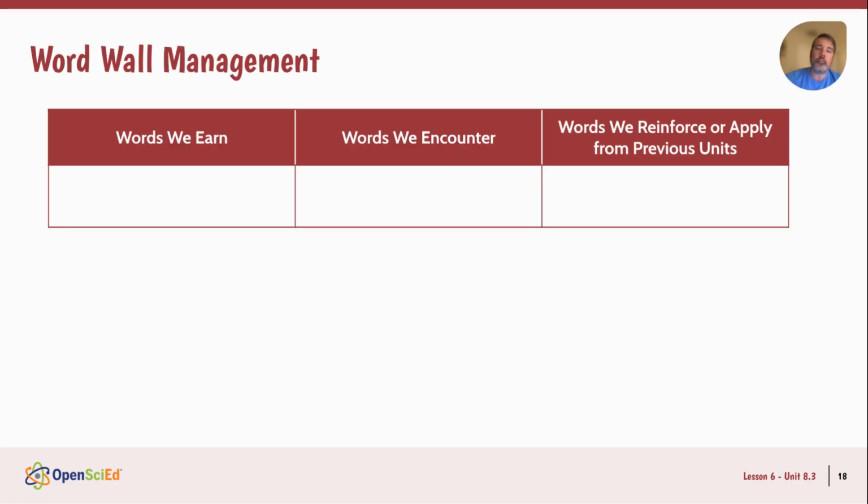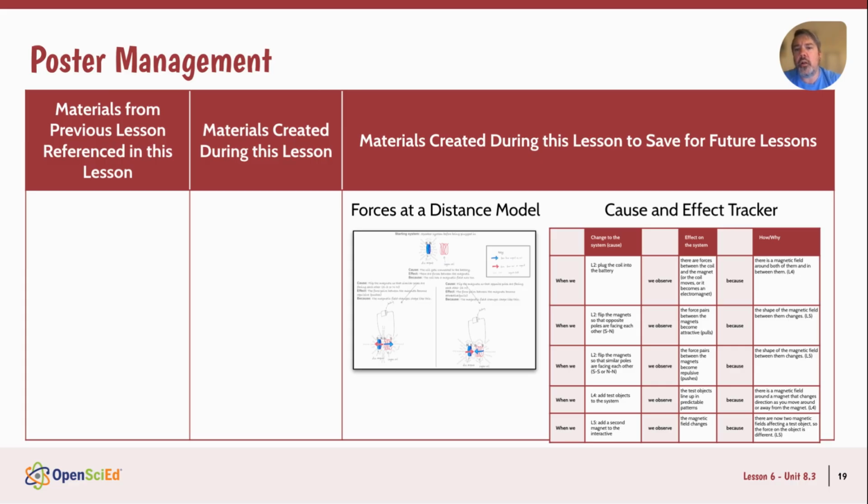They should have practiced this before, but that part you might want to give students a little bit more support around. There are no new words that we are going to add to this lesson, to our word wall. We do have some posters happening. So we have that forces at a distance consensus model. You're going to want to keep that because we're going to add to it later on. And this cause and effect tracker, we are going to add to this as well. So you're going to want to keep both of these. You're going to need them for later lessons because we're going to add some new, cool, exciting stuff to them as we figure things out.